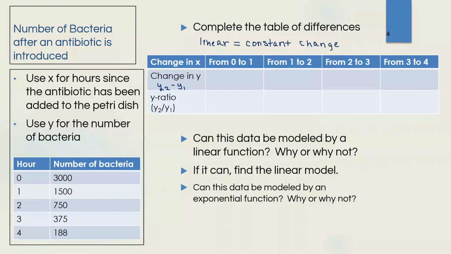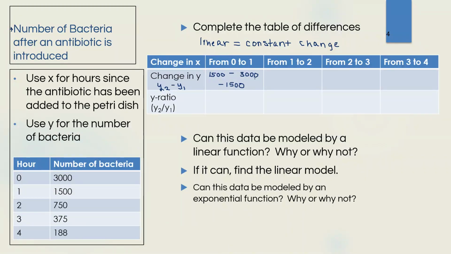Looking at our data, we're told up here at the top that it is the number of bacteria after an antibiotic is introduced. We are to use x for the hours since the antibiotic has been added to the Petri dish and y for the number of bacteria. So from 0 to 1, to figure out the change, I would take the 1500, which is my y2 value, and subtract the 3000. When I do that, I get a negative because the number of bacteria has decreased because the antibiotic is killing them off, and I get negative 1500.